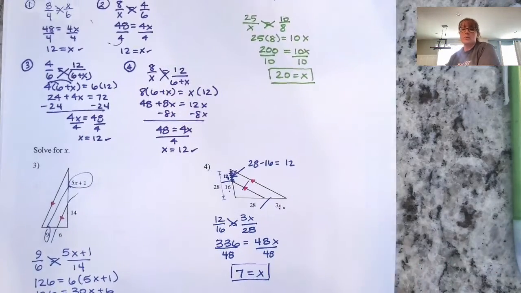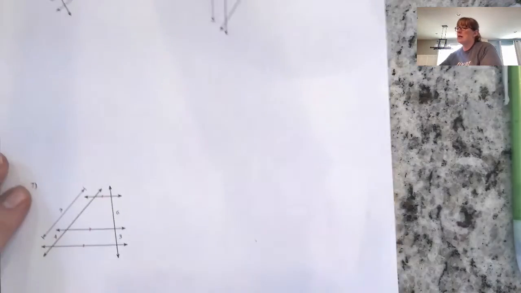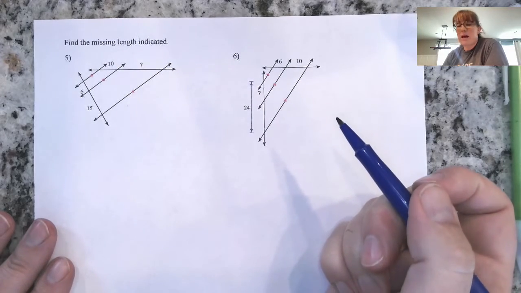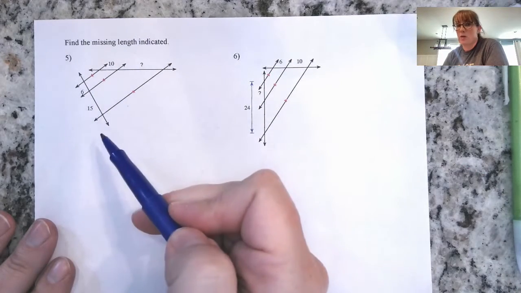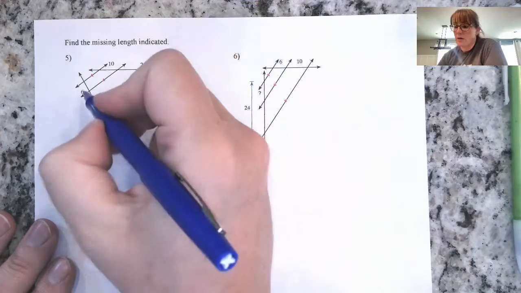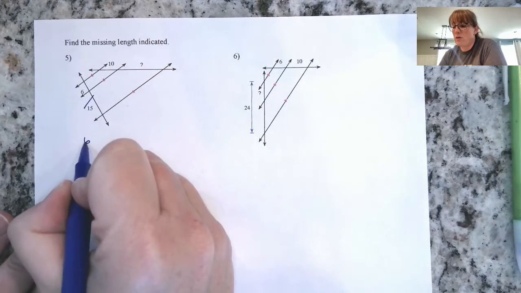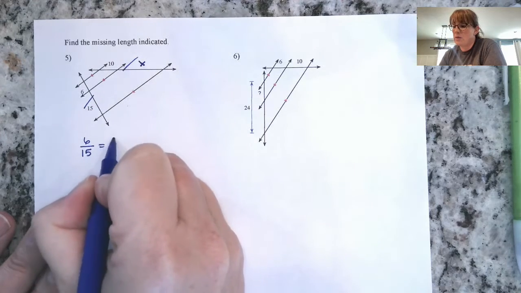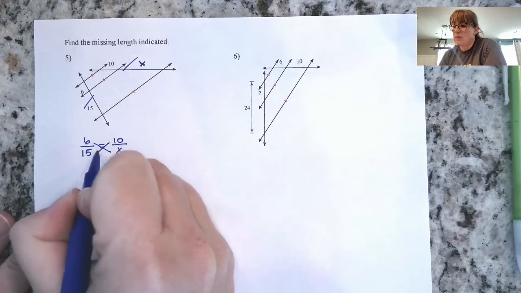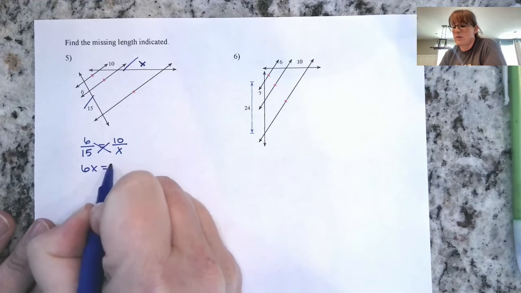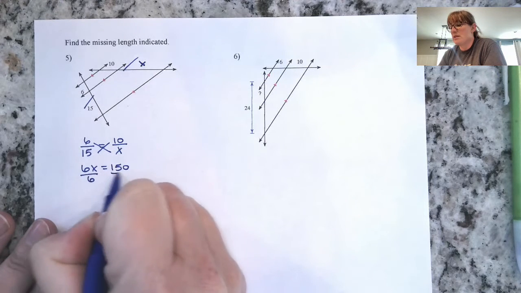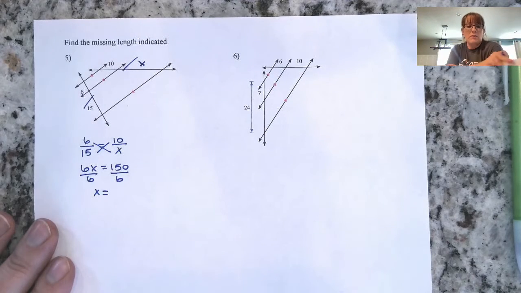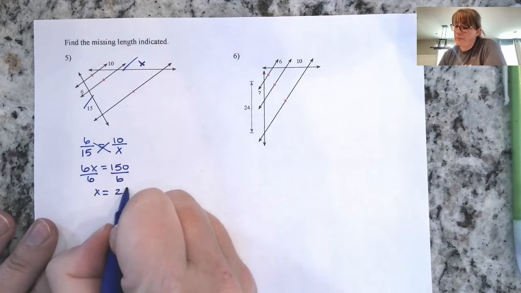Okay, those are the examples with triangles. Just a little bit more on these guys. The side splitter theorem doesn't necessarily have to be in triangles. It could be in between a bunch of parallel lines. The same thing applies though. So like this guy, we could do 6 over 15 and then 10 over, we'll call that x, equals 10 over x. Cross multiply. 6x equals 150, divided by 6, divided by 6. X equals, let me cheat and figure that out, is 25.